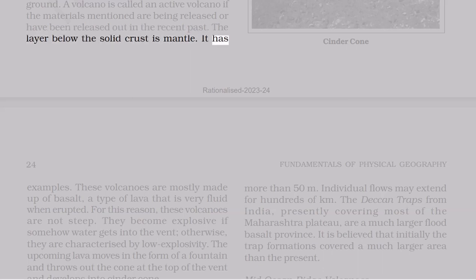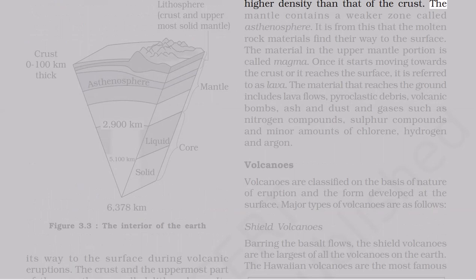The layer below the solid crust is mantle. It has higher density than that of the crust. The mantle contains a weaker zone called asthenosphere. It is from this that the molten rock materials find their way to the surface. The material in the upper mantle portion is called magma. Once it starts moving towards the crust or it reaches the surface, it is referred to as lava.